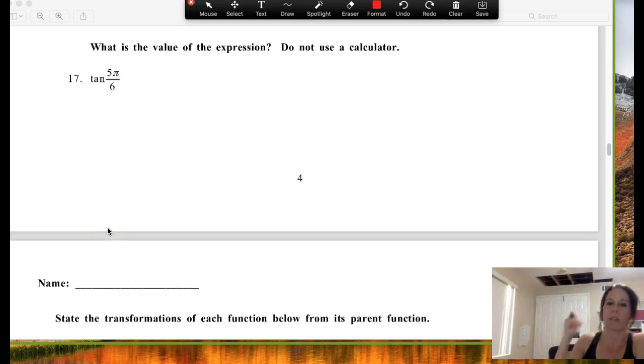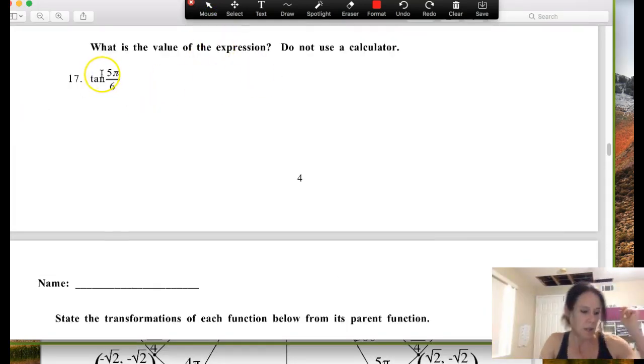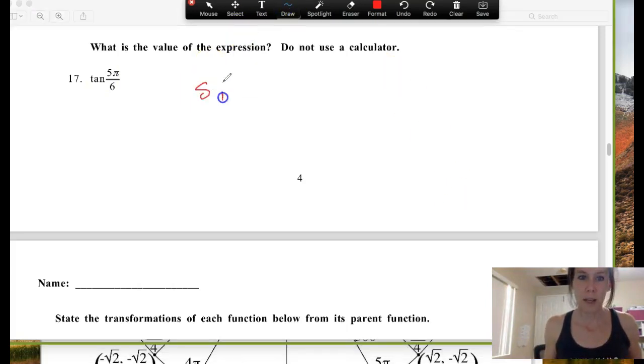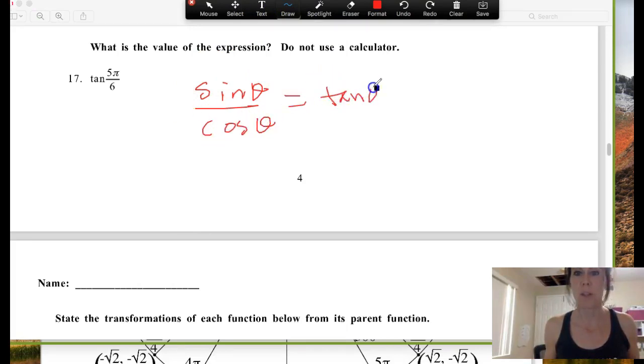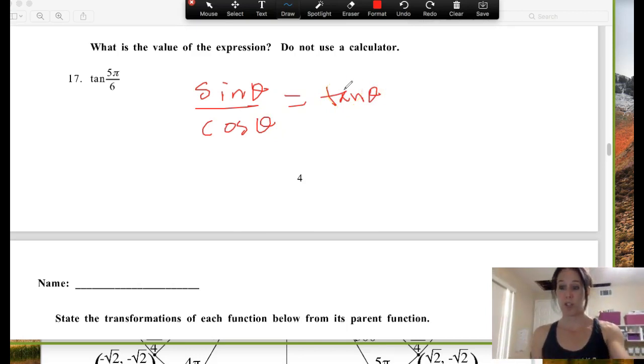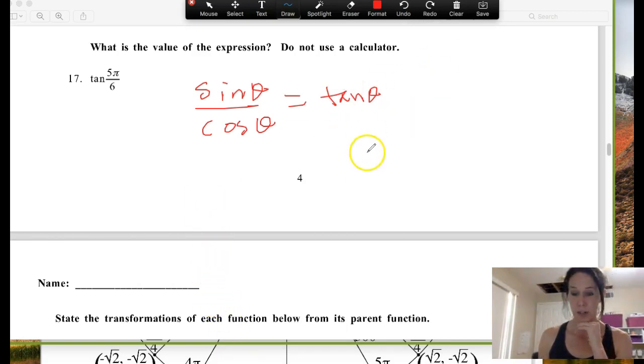Okay, what's the value of the expression? Do not use a calculator. That's not the expression. The expression is tangent 5 pi over 6. Remember, tangent, real quick, is sine of theta over cosine of theta. That is your tangent. I've given you a bunch of little formulas on sheets. Make sure you download them from Canvas so that you can study your identities. But tangent is sine over cosine.